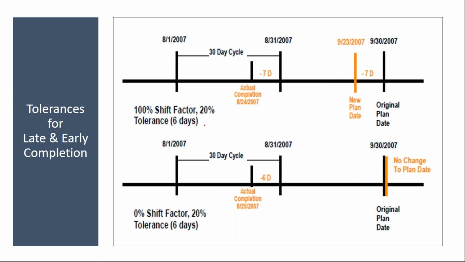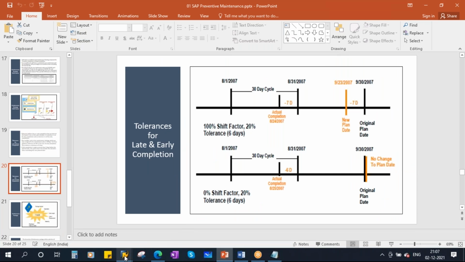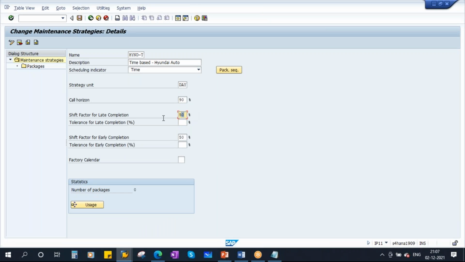So now here I can put my shift factor as 100%. Tolerance I'll put it as 20% for late completion. Normally for early completion they will not use this. Next one is a factory calendar. Factory calendar is normally the calendar which contains working days, holidays, all those things. When I go to factory calendar configuration, I will show you that. As of now, let me assign some factory calendar.